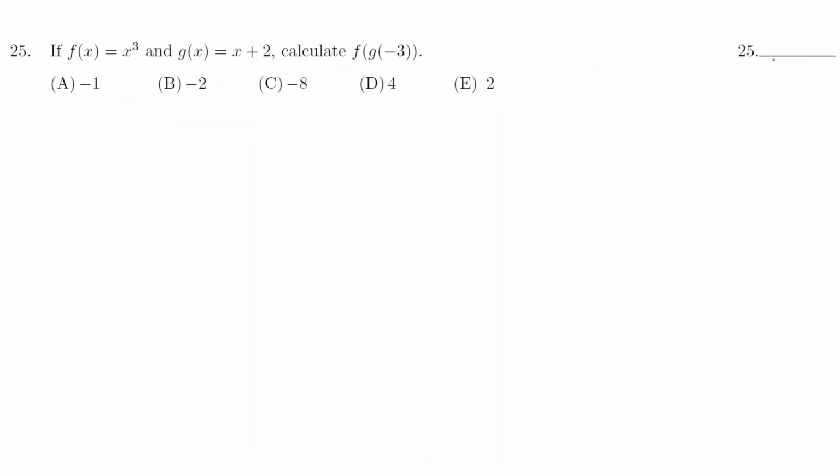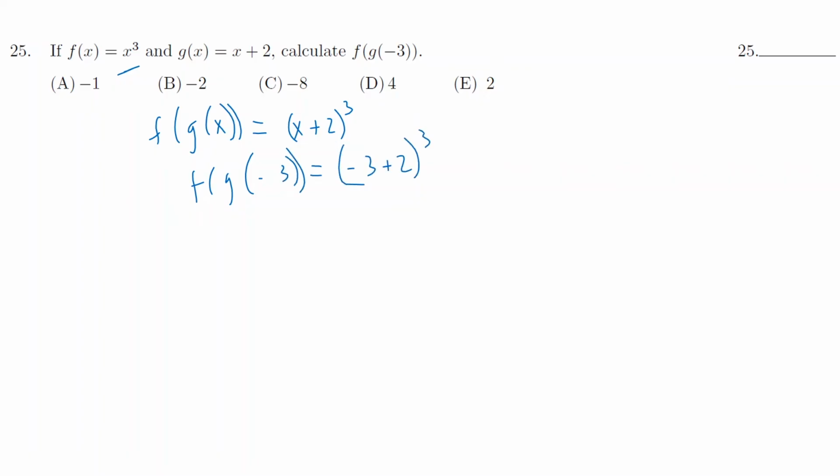And the last question of the non-calculator section, f of g of -3. In order for us to find this, first of all, let's do f of g of x. Instead of x we plug in x plus 2, so it's x plus 2 cubed. And then we have to find f of g of -3. Instead of x I'm just plugging in -3, so -3 plus 2 to the power of 3, that's equal to -1 to the 3rd power, which is just -1, A. Now we're done fully with the non-calculator section.